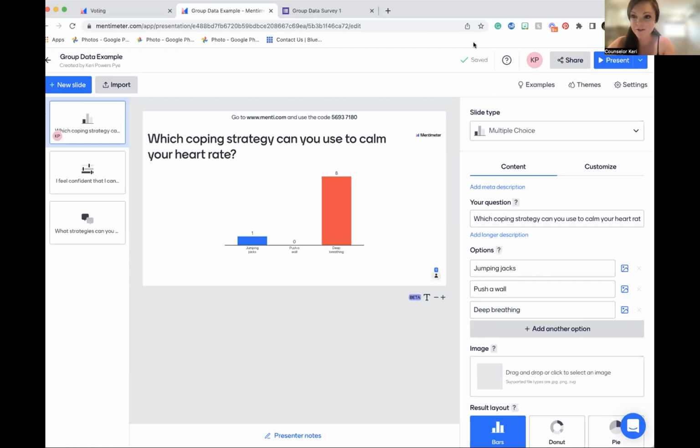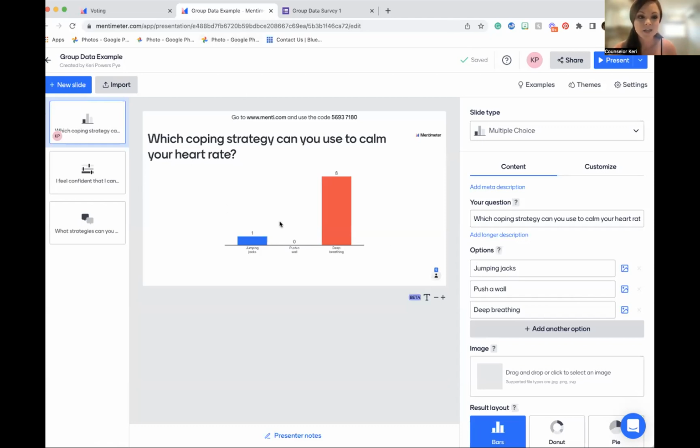When you see this, if you're using it with a group, it's not telling you Keri said jumping jacks, but everybody else said deep breathing. It's not saying Keri didn't know the answer, right? But you can assess your group as a whole, like how did they gather the information? So when I share this website, I will share it with the caveat that for some of these types of questions, you won't get information on individual students. But if everybody's saying jumping jacks, everybody's saying push a wall, you know they didn't get the concept, right?